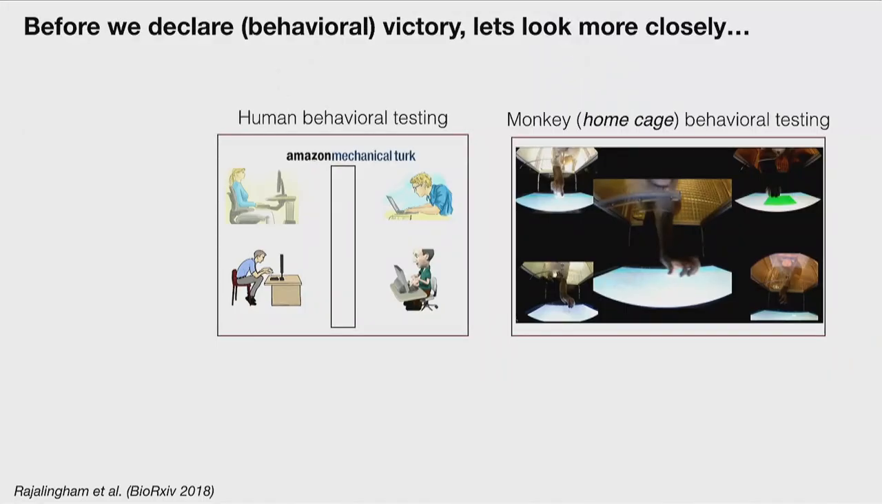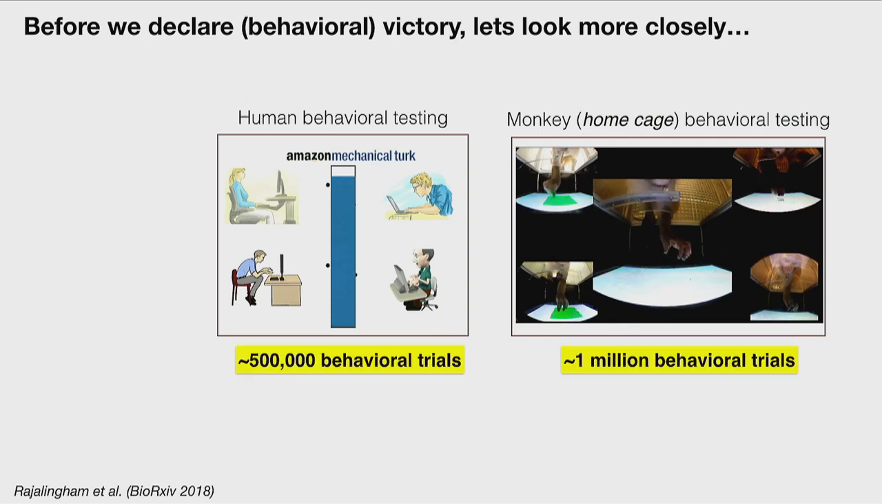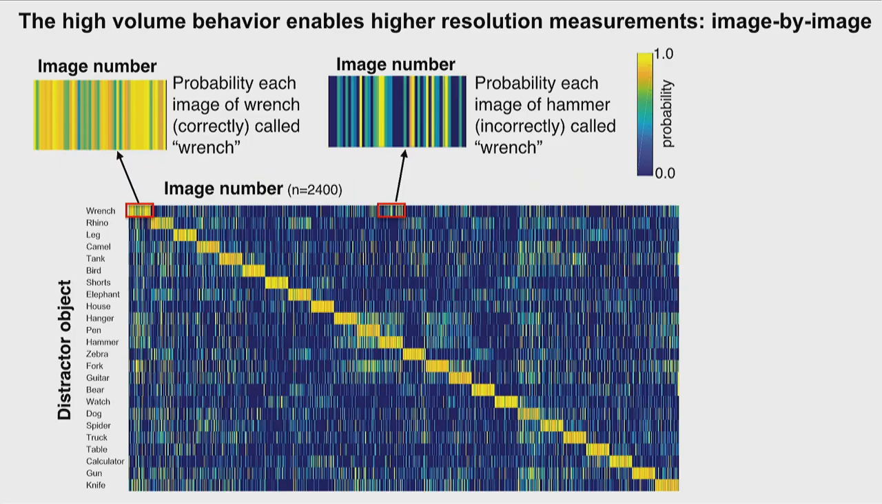So one of the things that we've done since then, and now we're getting into more modern things, I'm giving you a bit of history of how we got to where we are, is to look more precisely at the behavior, and this came up yesterday too. We're going to collect a lot more behavior from humans on Mechanical Turk and monkeys in their home cages doing the thing I showed you yesterday. These are actually older numbers, we're at millions of trials now. And we can now look at much higher behavioral resolution.